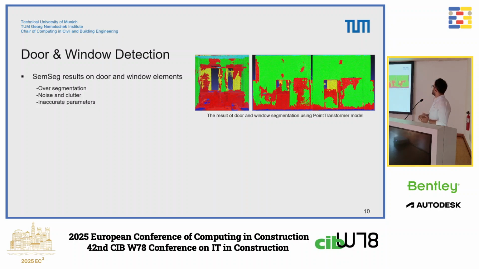Here you can see the result of point transformer semantic segmentation on the point cloud data. As you can see, due to the geometric feature similarity between door and window instances and other building assets, and also the noise from the reflection of the laser beams from these surfaces, it ends up with over-segmentation that results in inaccurate parameter estimation within the point cloud.